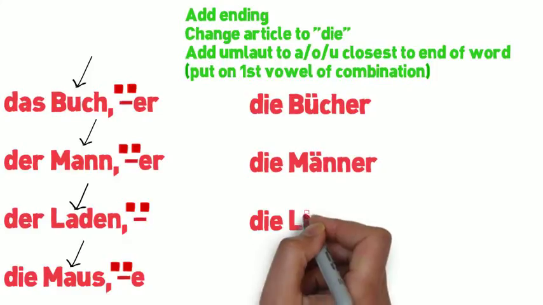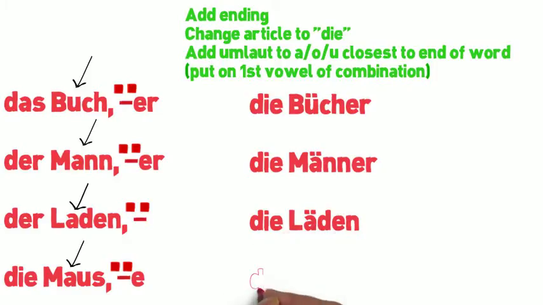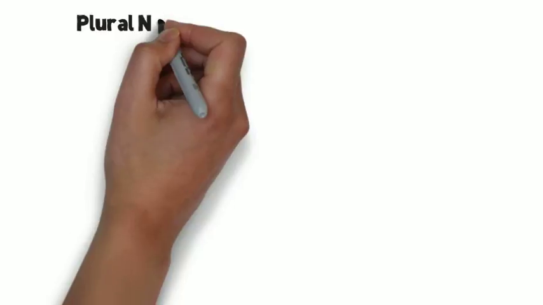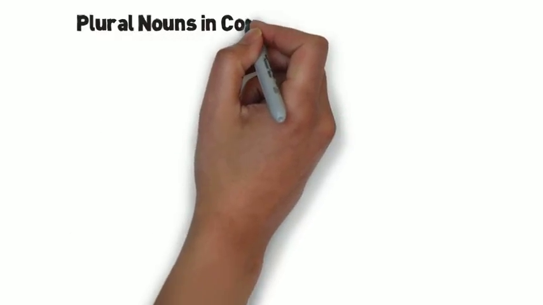After you have the umlauts taken care of, you can also add the additional letters and change the article to die just like you would with the other nouns. So das Buch becomes die Bücher, der Mann becomes die Männer, der Laden becomes die Läden, die Maus becomes die Mäuse. And notice that there's a pronunciation change with those because of the umlaut.